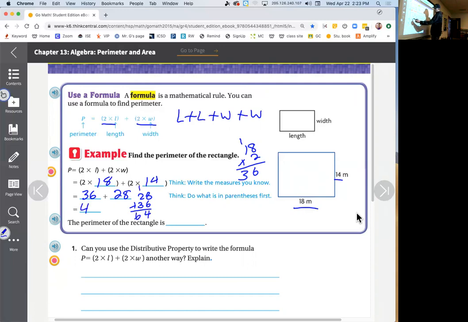64. So a total of 64 what? 64 marbles? No, we got 64 meters. That's the perimeter. This side, this side, this side, this side. Or you could have just added them all up. Okay?